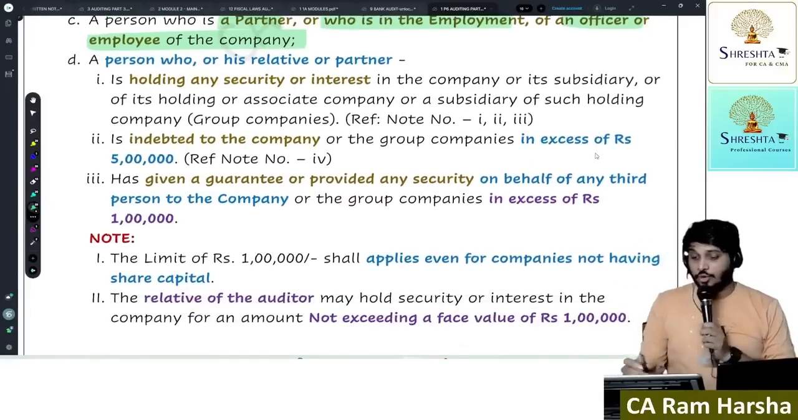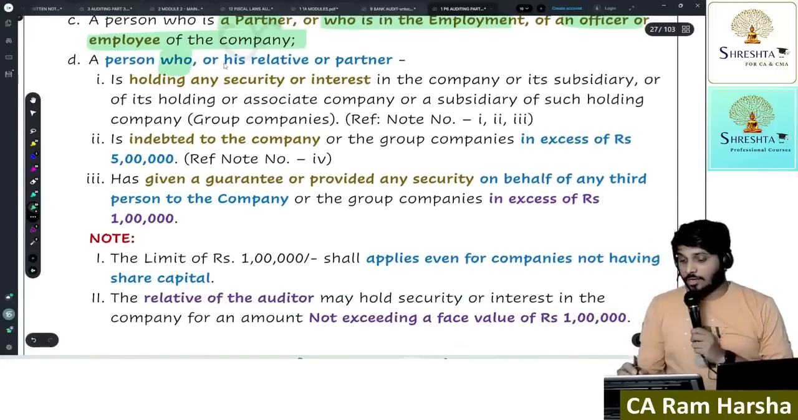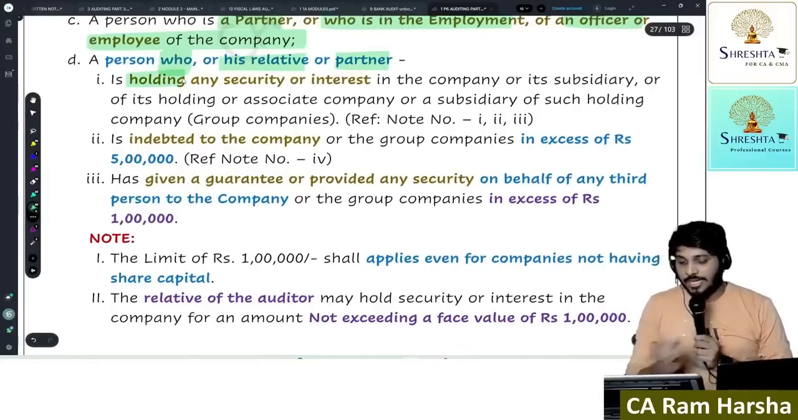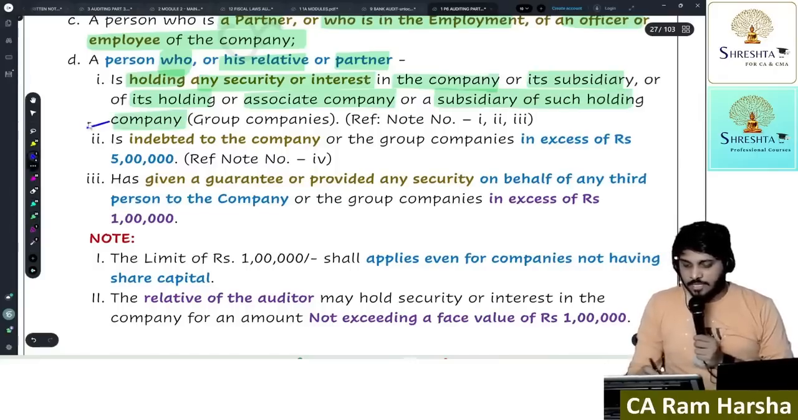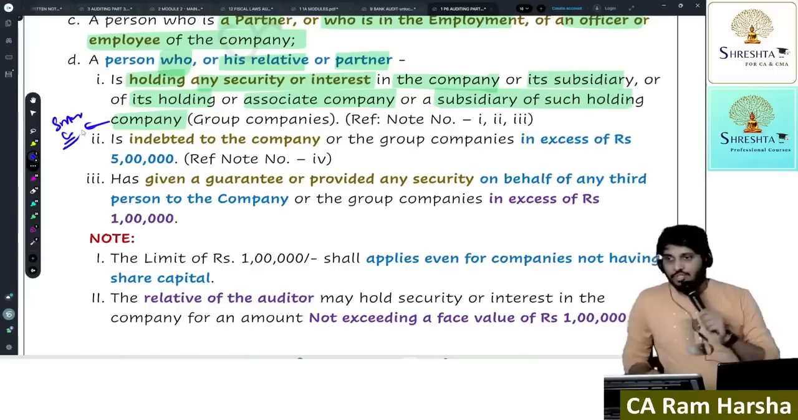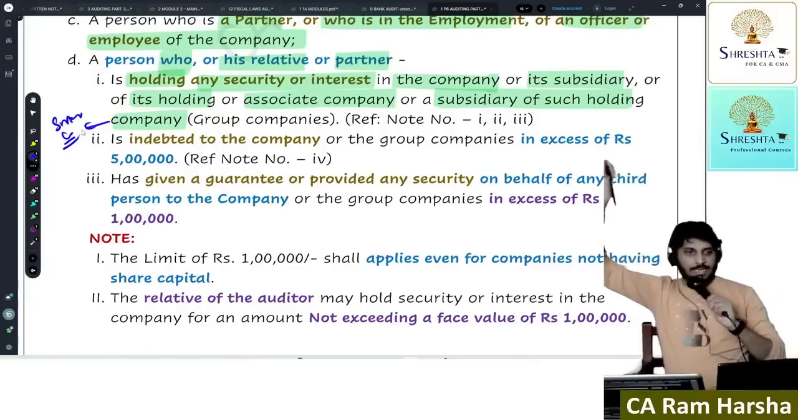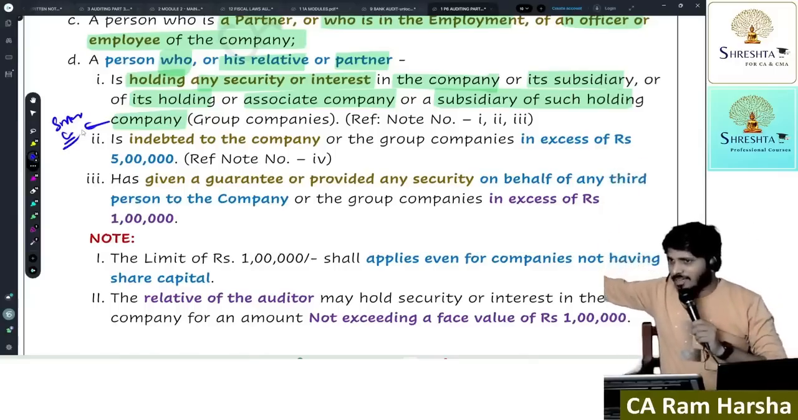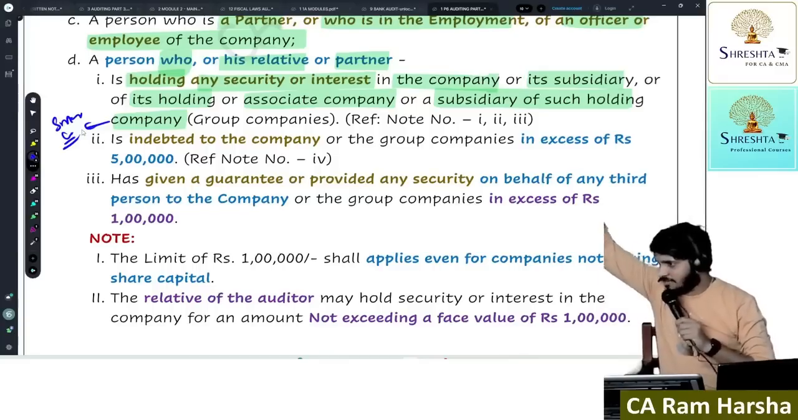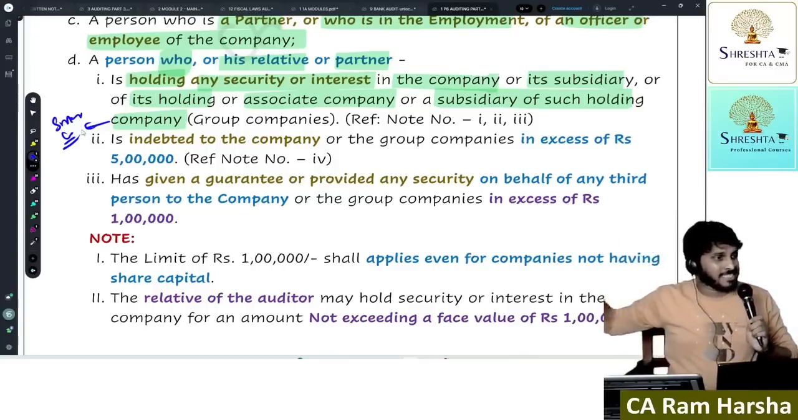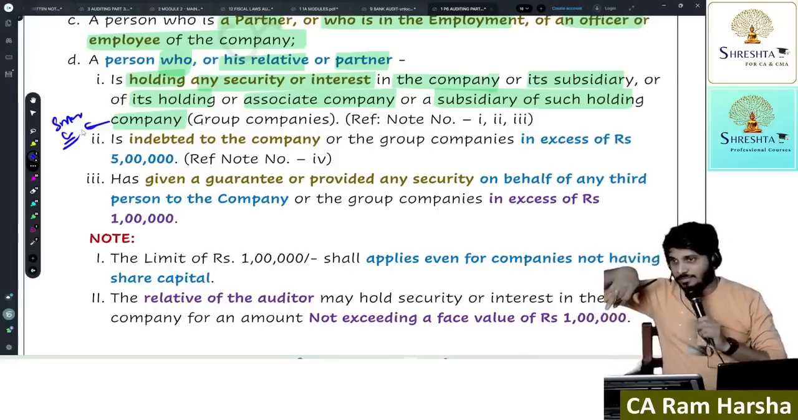A person, meaning the CA or his relative or his partner, getting it, holding any security or interest in the company, its subsidiary, its holding, associate, or subsidiary of the holding. A subsidiary of the holding is called a sister company. Subsidiary of the holding means what? I am having one holding company. This company has another subsidiary. We both have a common parent. Then we are called sibling or sister companies. Getting it? Not brother companies.